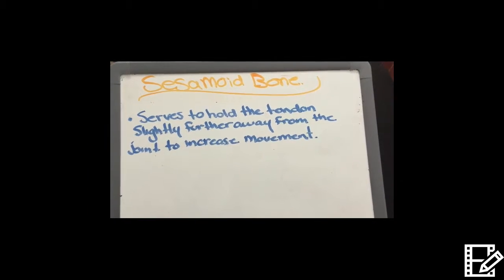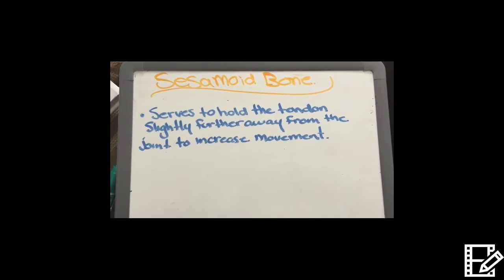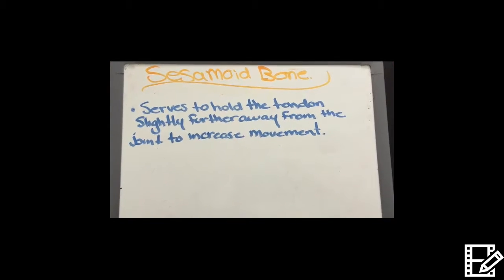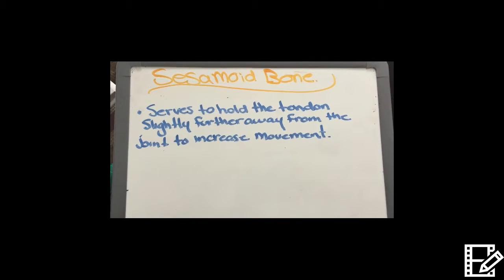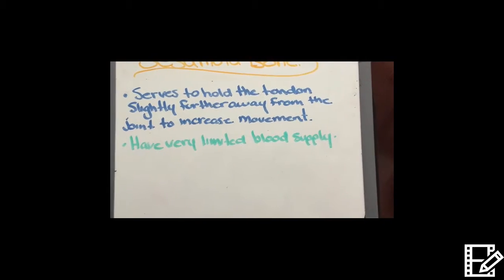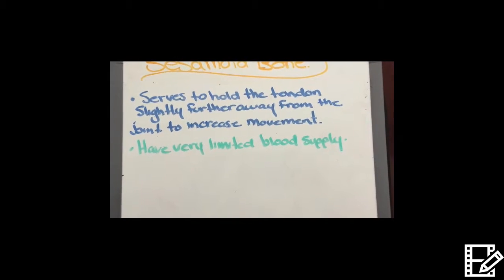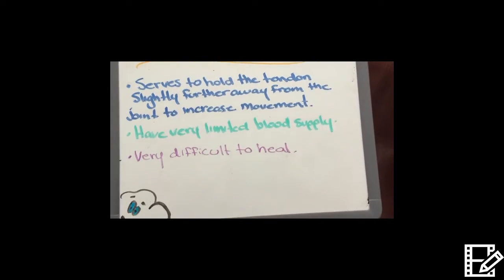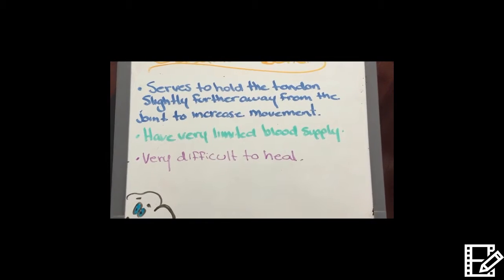So now I'm going to go into some things you should know about the sesamoid bone. The first thing is that it serves to hold the tendon slightly further away from the joint to increase movement. Next is that they have very limited blood supply. And finally, they're very difficult to heal.